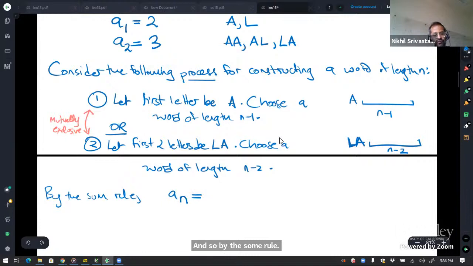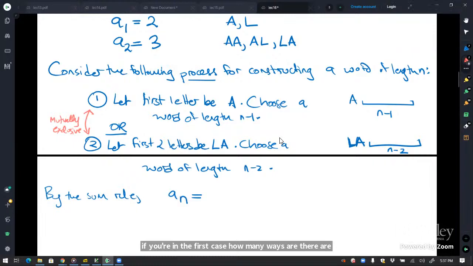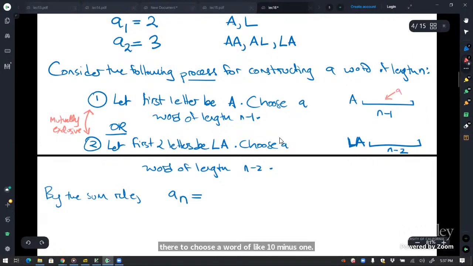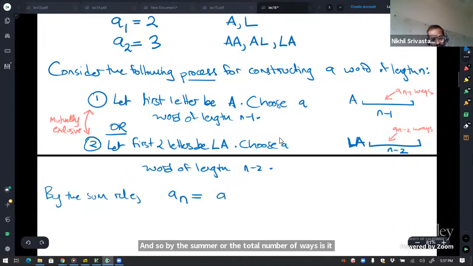a sub n is equal to the sum of the number of ways to do each of these choices. But now, if you're in the first case, how many ways are there to choose a word of length n minus 1? A sub n minus 1, right? A sub n minus 1 ways, and this is A sub n minus 2 ways. And so by the sum rule, the total number of ways, a sub n, is equal to A sub n minus 1 plus A sub n minus 2.